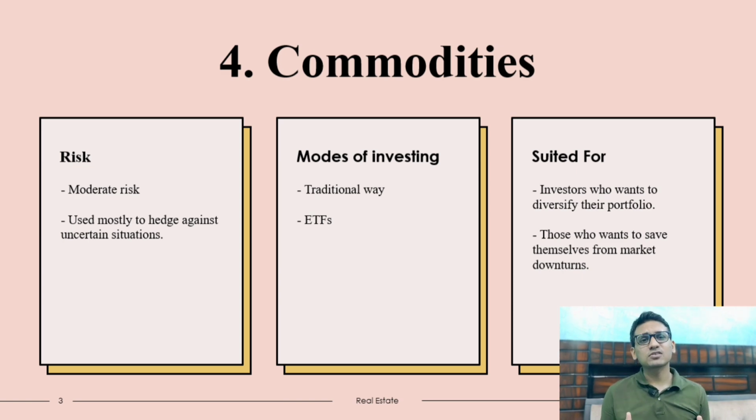That is the main reason why we are seeing the prices of gold shoot up in the current market, because we are facing a lot of uncertain situations, with multiple wars going on and geopolitical tensions as well. But commodities are best for investors who want to save themselves from market downturns.